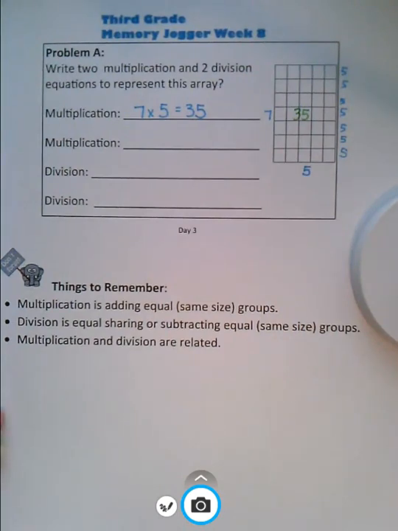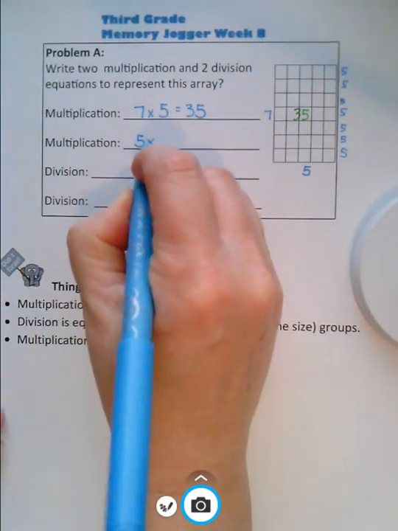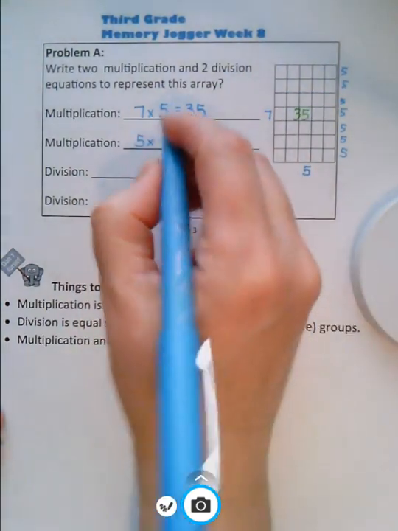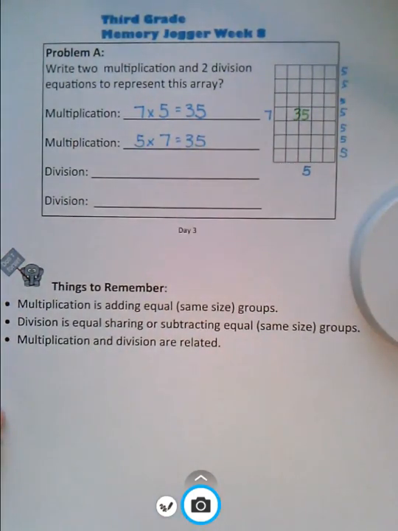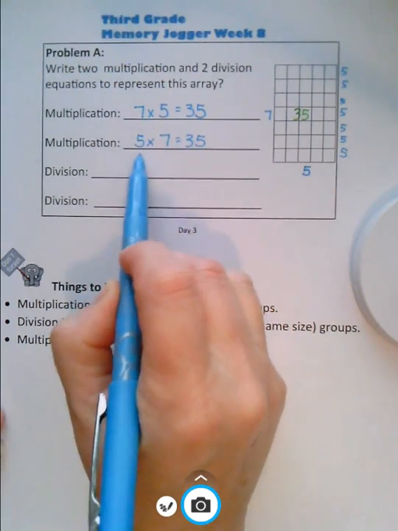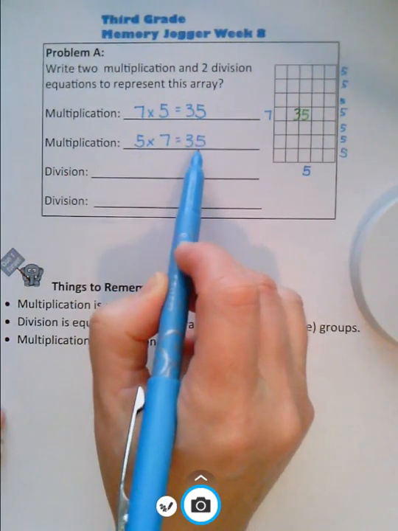Another multiplication equation would be to think in terms of columns. There are 5 columns. Each column has 7, and there's still 35 squares. Notice that however we look at it, from a perspective of the rows or perspective of the columns, the number of squares inside didn't change. There's still 35. So what we're doing is we're just reversing these factors, 7 times 5 and 5 times 7. But we're still going to have the same total because that doesn't change.